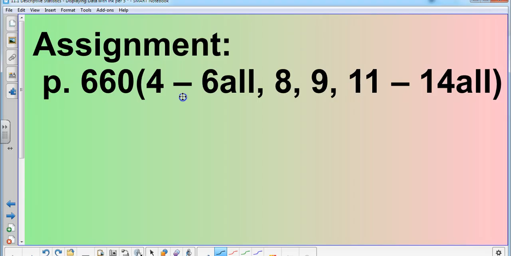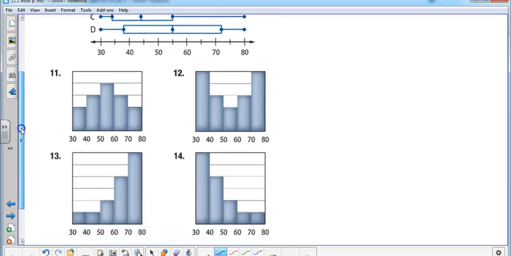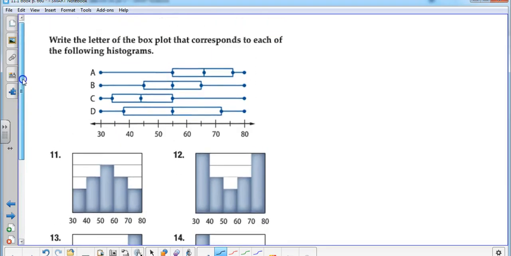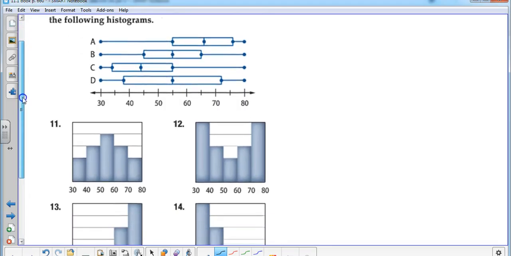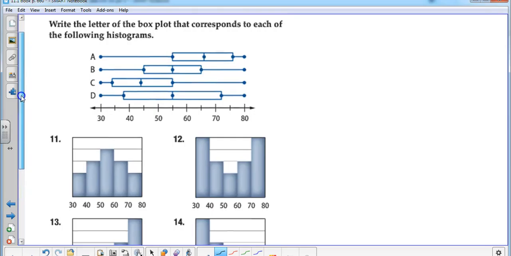All right. You also have to do a box and whisker plot. You have to decide, again, skewedness. You have to find the mean and standard deviation and all that kind of stuff. 11 through 14 are simply matching. You don't have to do a bunch of work for those. It says match each histogram to the box plot. Can you do that? Number 13 is skewed which way? Skewed left. What does that mean in terms of the box plot? The left whisker is long. So number 13 is probably A, right?